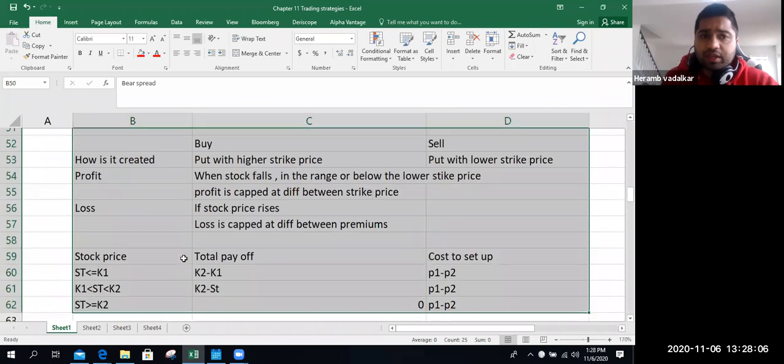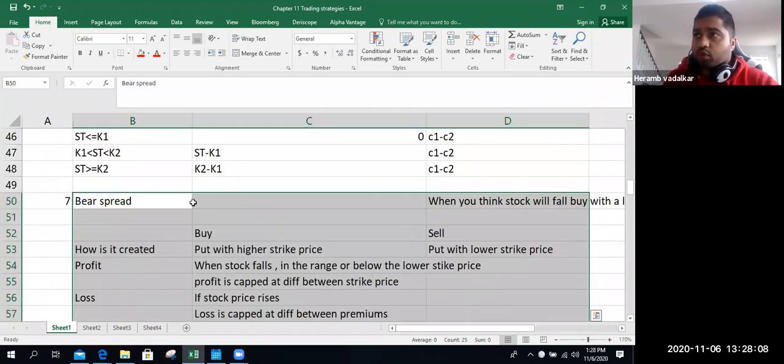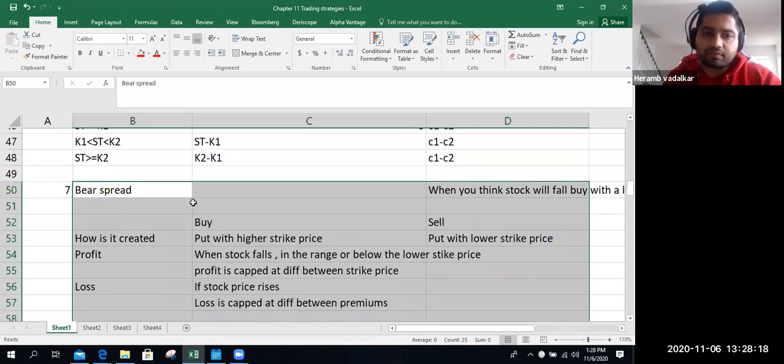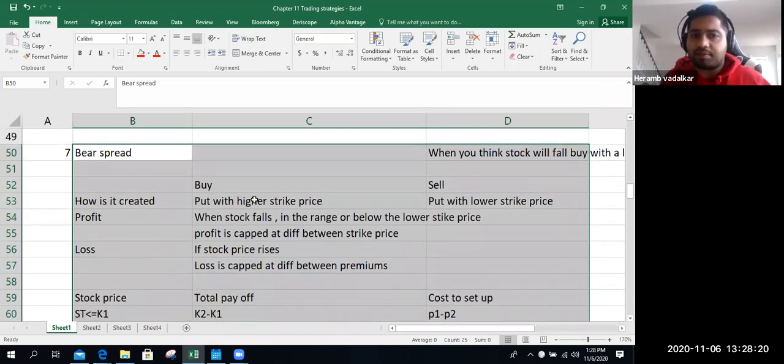So bear spread you do when you think that stock will go down, but it shouldn't go down below a certain limit. You think it will not fall, it will not be a free fall. How do you create it? By buying a put and selling a put. Buy a put with higher strike price, then sell a put with lower strike price. So you create a spread. Profit when the stock falls and between the range, or stock falls beyond the range.